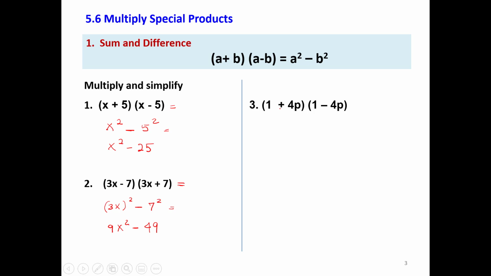We had the sum and difference of the same terms, 1 and 4p. Then we can apply the rule. This one will be just the square of the first one, negative sign, squaring of the second one. 1 to the second power is 1, 4p, and 4 to the second power is 16, p to the second power is p squared. And this is the answer. Yes, then we can apply this rule, and we can find in an easy way the product of this kind of polynomials.